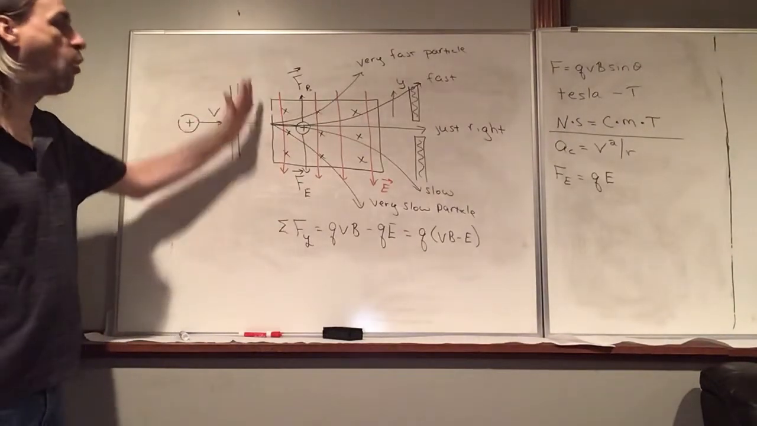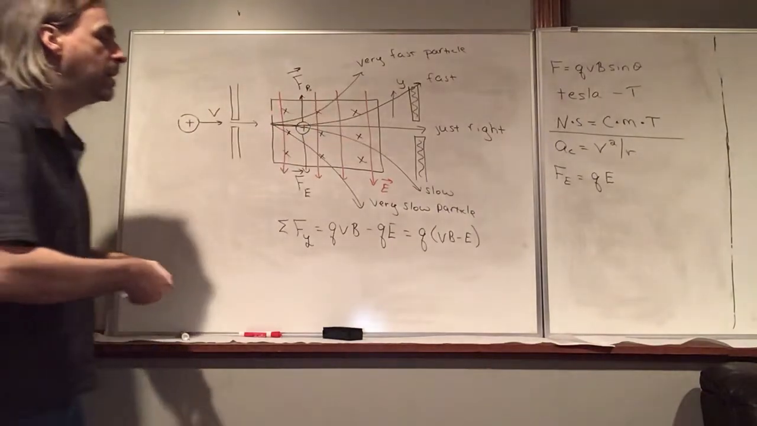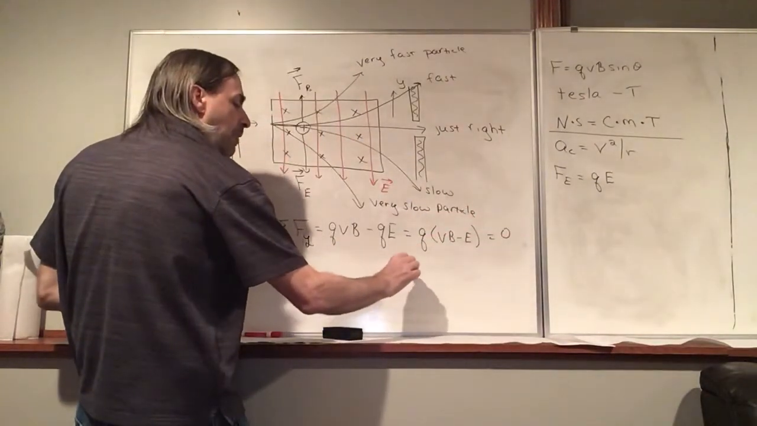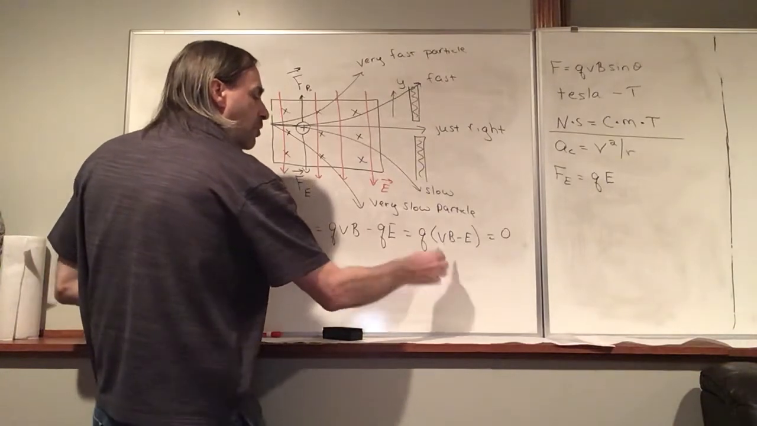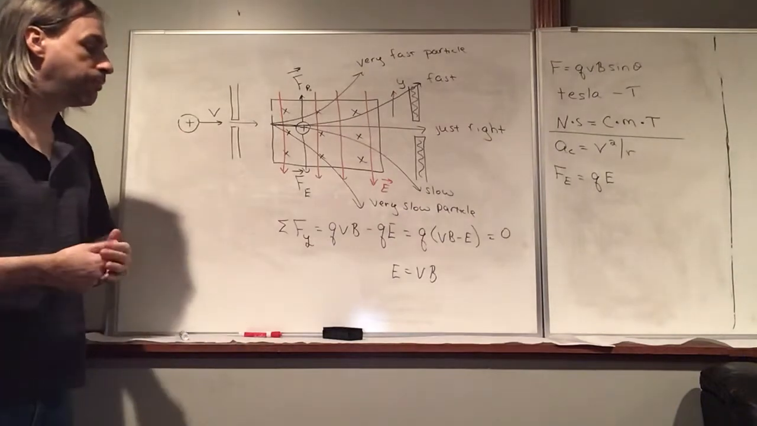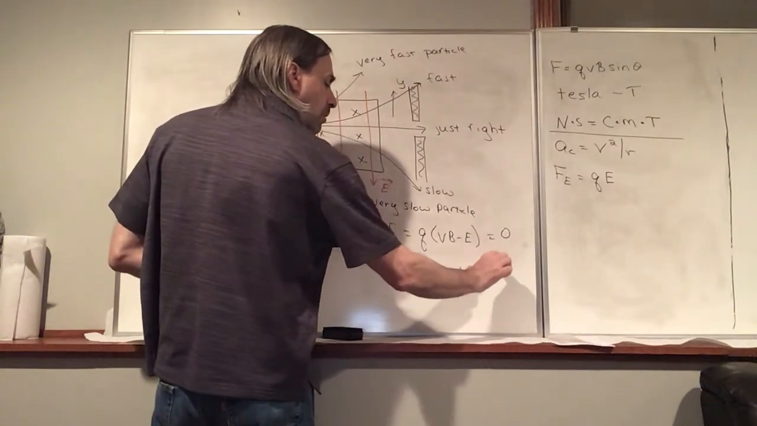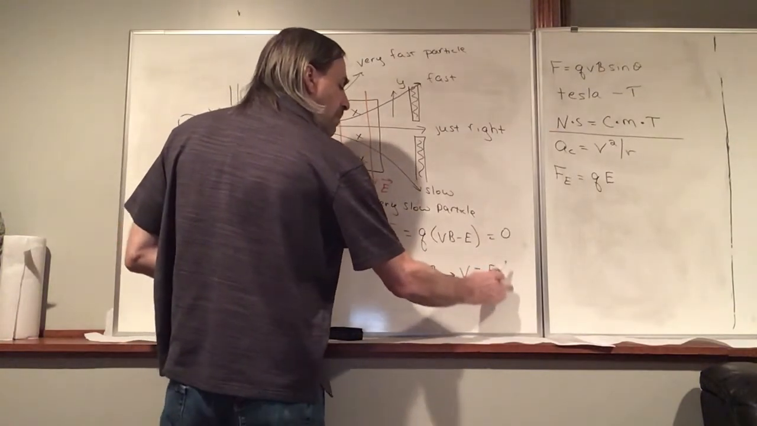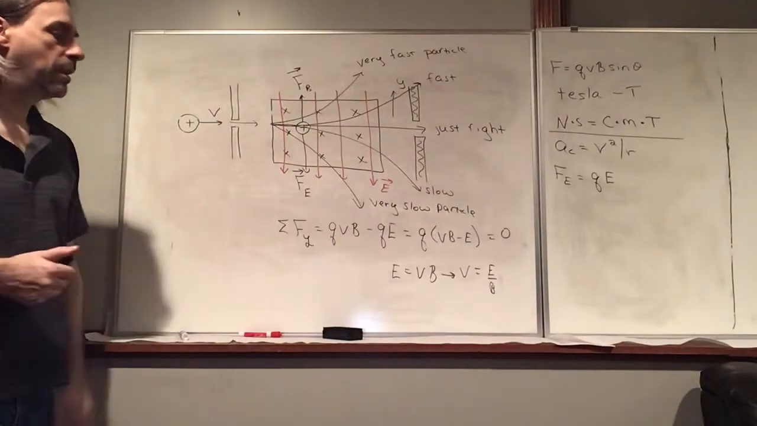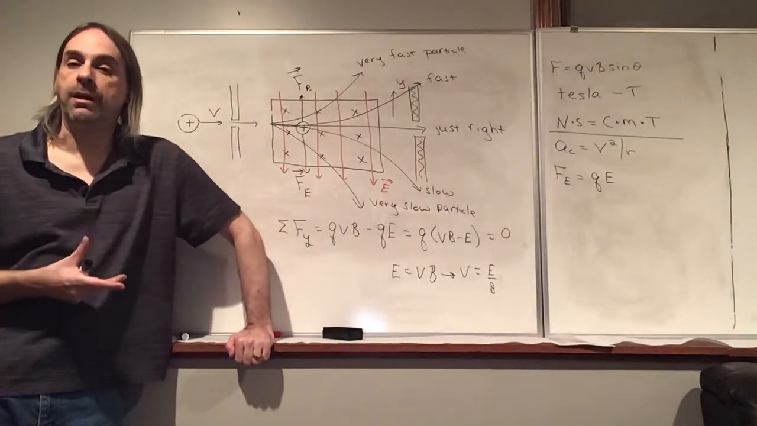So if there's no force in this y direction, there's going to be no deflection, it's going to go straight through. So if we set this equal to 0, we can see that E has to equal vB. We're assuming that the charge isn't 0. And so if we want to solve for the velocity that's going to get through, we get the simple result. This will allow a velocity given by the ratio of the electric field over the magnetic field.